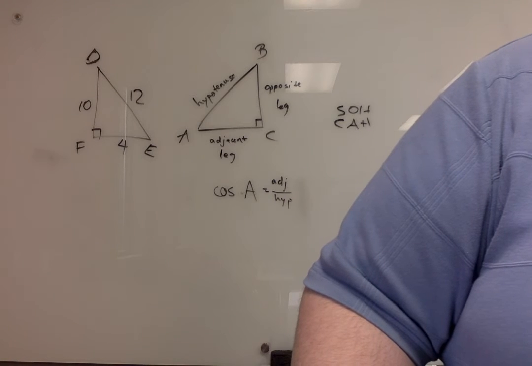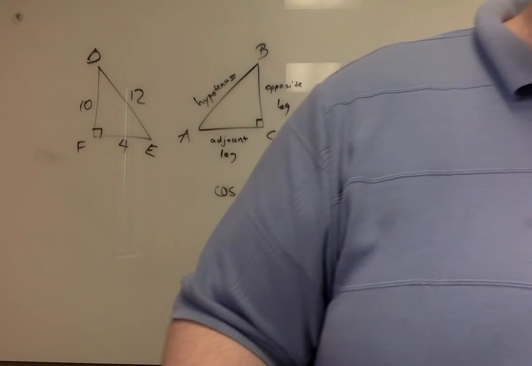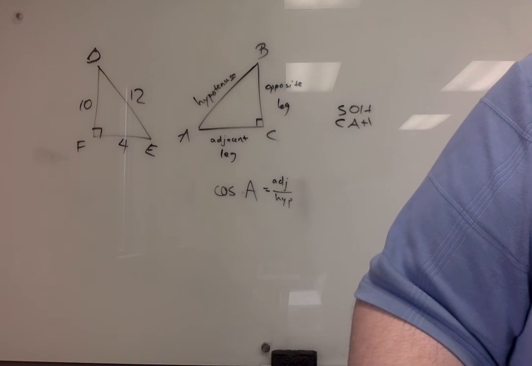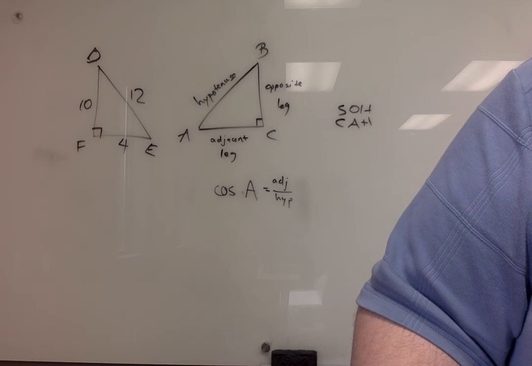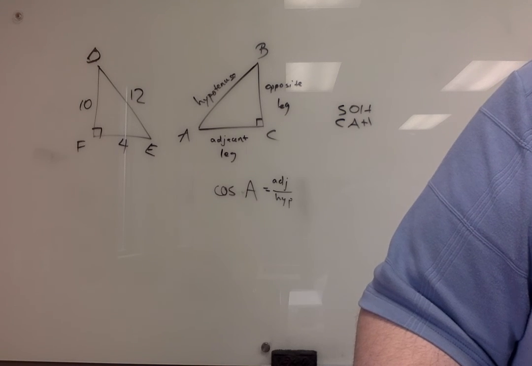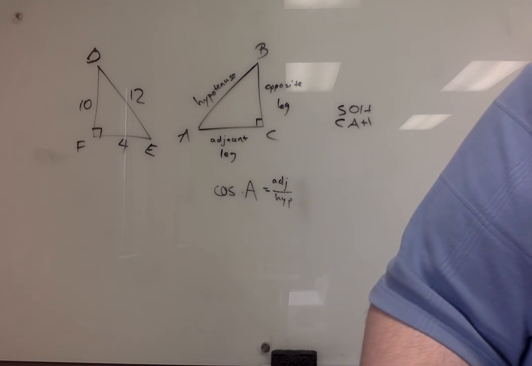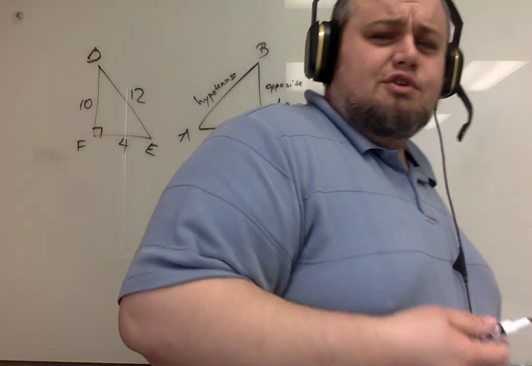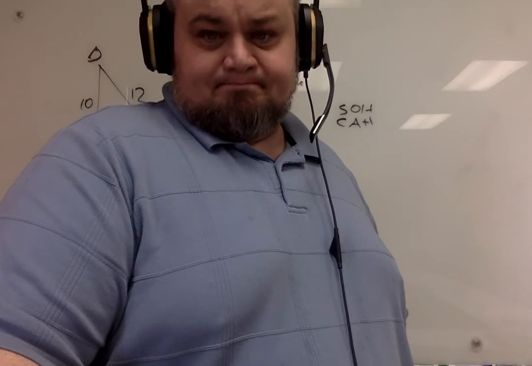So let's say you want to find cosine of 30. It's 0.866. Let's say you want to find cosine of 17. It's 0.956. Cosine of 66 degrees will be 0.407. Cosine of 86 degrees would be 0.070. So there's just a few examples that you can look at and follow along with in your book.